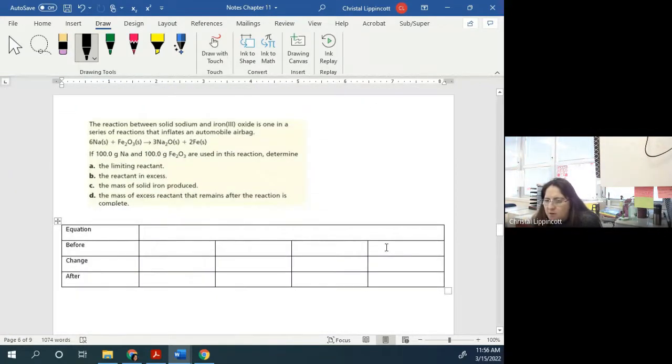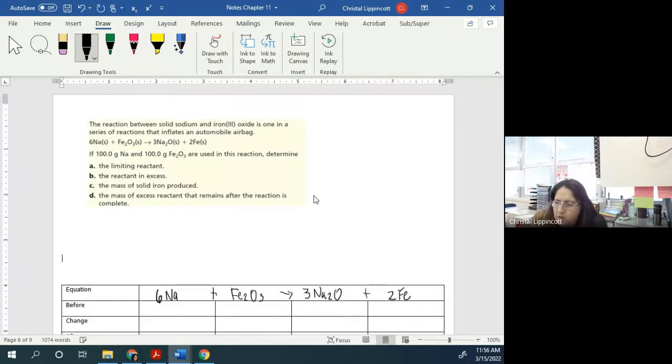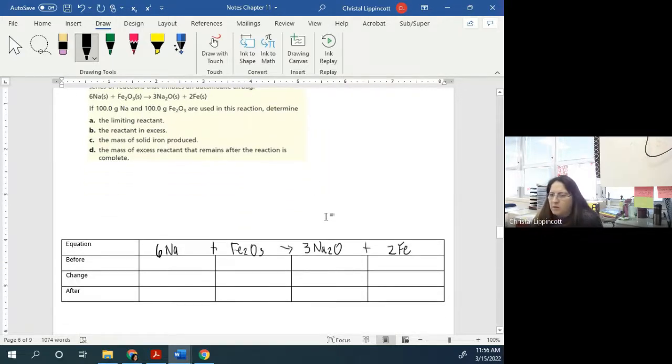So this one, they gave us our reaction up here. We've got 6Na plus Fe2O3 yields 3Na2O plus 2Fe. So you've got 100 grams of sodium and 100 grams of this guy. Figure out which goes where and which one you end up with for your limiting reactant. So take a minute or two to do that. I will come around and see if I can help you.